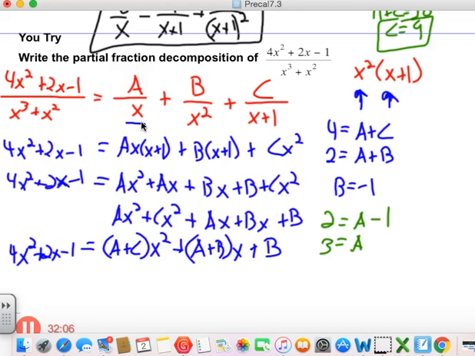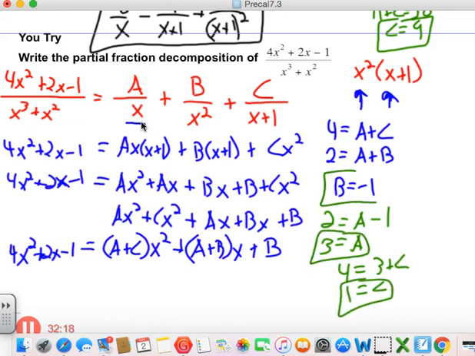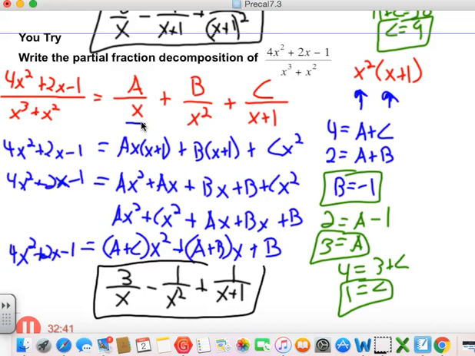And then plug a into the other equation, we can find c. 4 equals a, which is 3, plus c. Subtract 3, so c is 1. So now we know c, we know a, and we know b. And we can write our partial fractions answer. A is 3 over x, plus b, which is negative 1, so we'll put minus 1 over x squared. And then c is 1, so we'll put plus 1 over x plus 1. And there's our answer, our partial fractions.